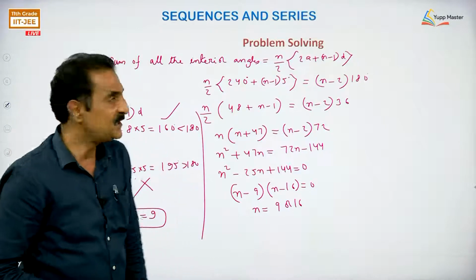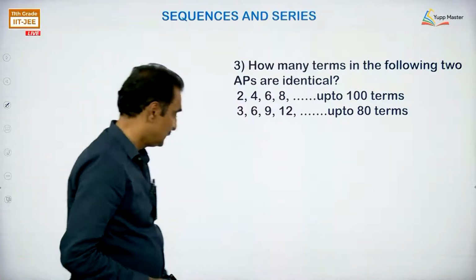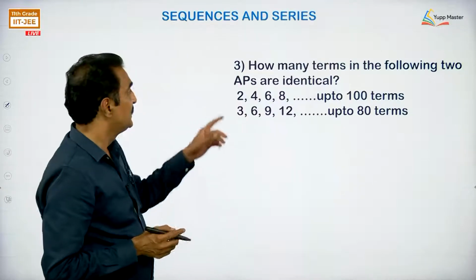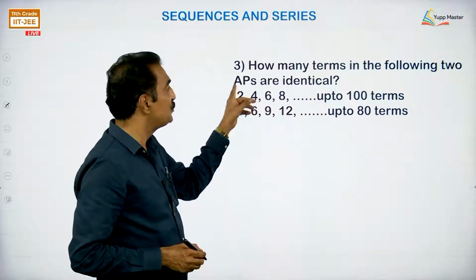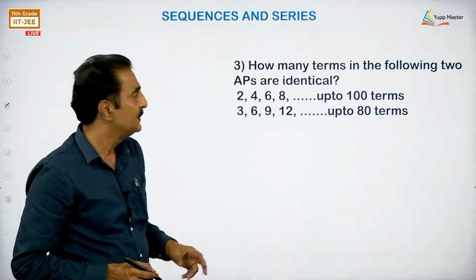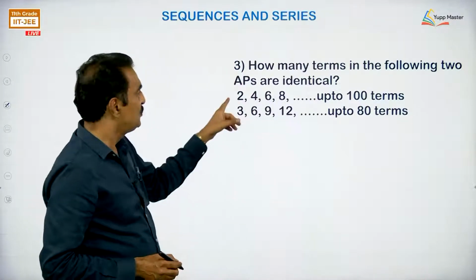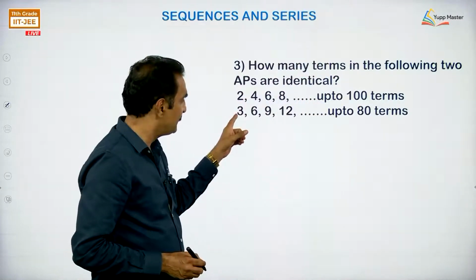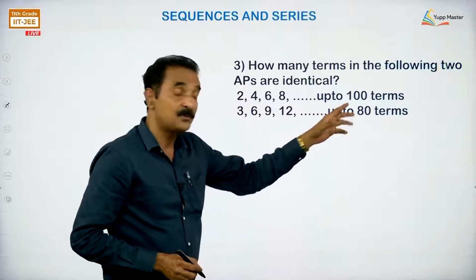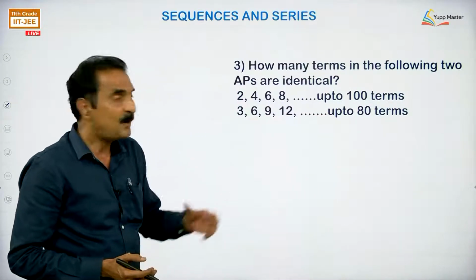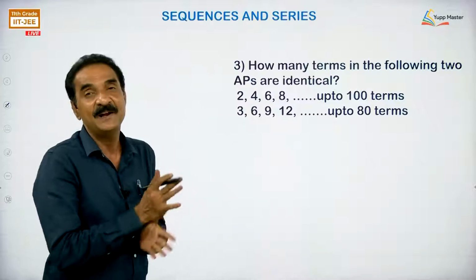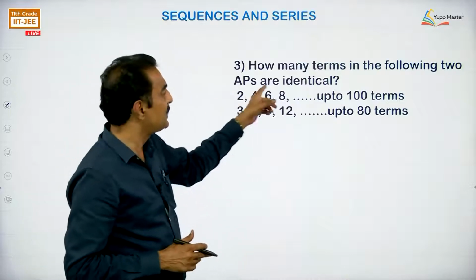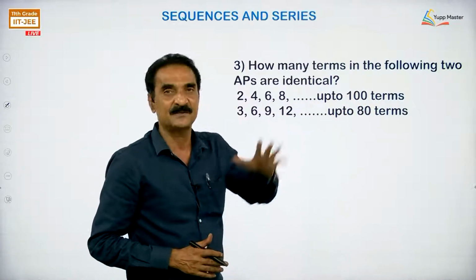Let us proceed to the next question. A very nice question and very important question this is. How many terms in the following two APs are identical? Two APs are given, 2, 4, 6, 8 and so on up to 100 numbers, and 3, 6, 9, 12 and so on up to 80 numbers. Among the two APs, how many terms are identical? You can call them common terms. The same question can be given as, find the number of common terms in the following two APs.